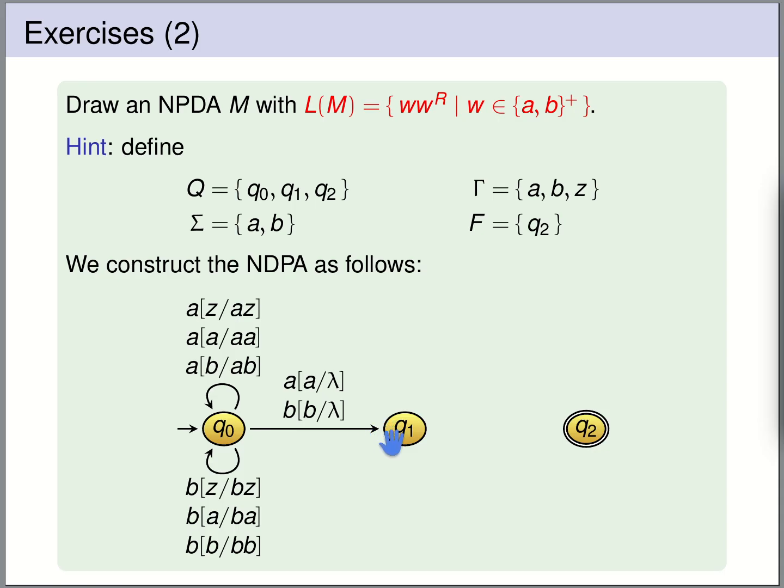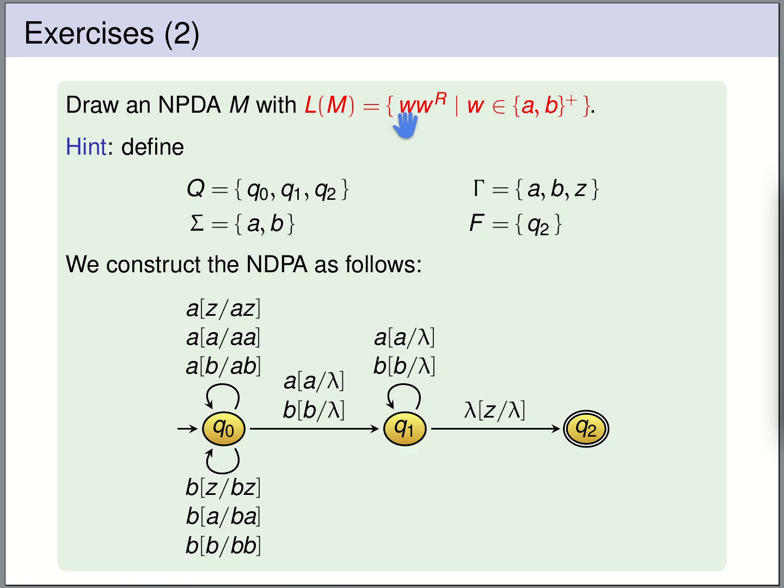In Q1 we continue the same thing. We say that if there's an A on the stack, we can read an A and we remove the topmost stack symbol. If there's a B on the stack, we can read a B and we remove the topmost stack symbol. And as soon as we have read all the word that we have read in Q0 in reverse, then all the A's and B's are removed. So then there's again a Z on top of the stack. Then we can switch to Q2 and accept. So if there's a Z on top of the stack, then without consuming any input, we remove the Z and we switch to an accepting state, Q2.